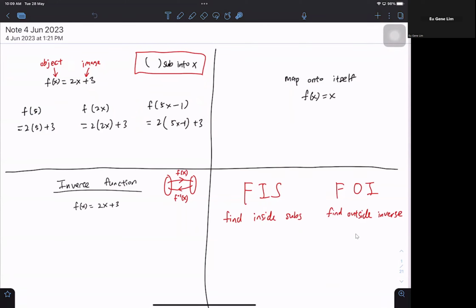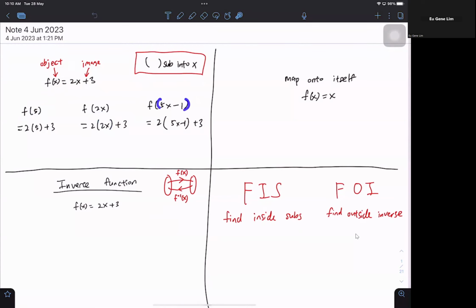Okay, let's say the question is f(2x). What do you do? You do the same thing again. You just take the bracket and sub it into the x. So it becomes 2(2x) + 3, where the bracket is 2x. Understand? I'll give you one more example.